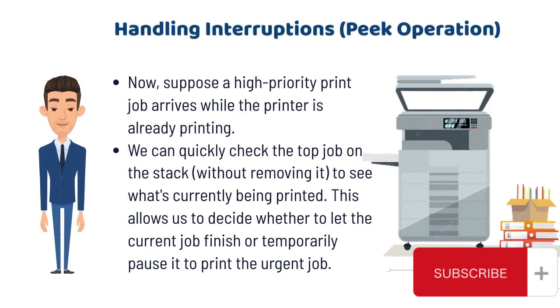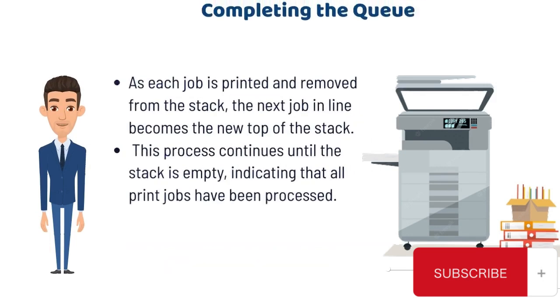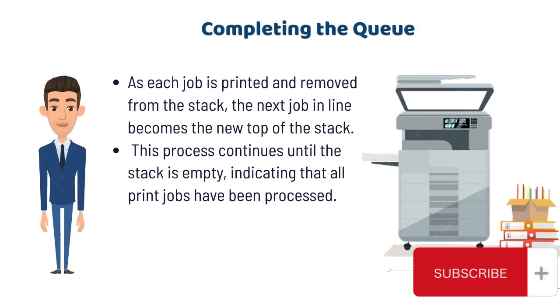Handling interruptions. Peek operation. Now, suppose a high-priority print job arrives while the printer is already printing. We can quickly check the top job on the stack without removing it to see what's currently being printed. This allows us to decide whether to let the current job finish or temporarily pause it to print the urgent job.